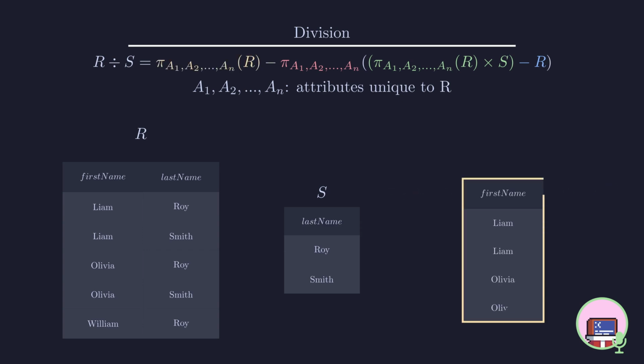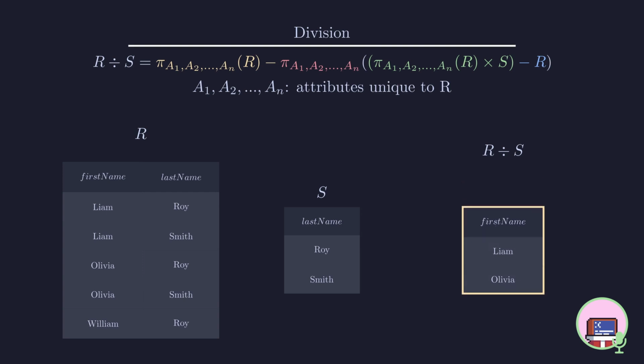Finally, we subtract this from the projection of R on its unique attribute names again, yielding in this case the first names which are associated with all last names. Notice here that Liam and Olivia are both twice in the result. Duplicates aren't allowed in sets, so we compress the result to only contain Liam and Olivia once. Hopefully, you start to see the expressive power of relational algebra.